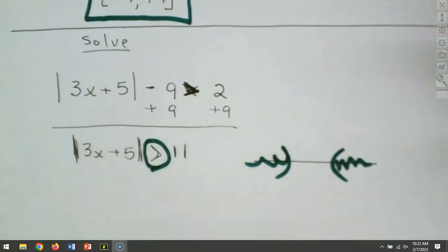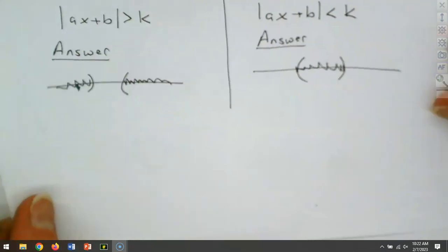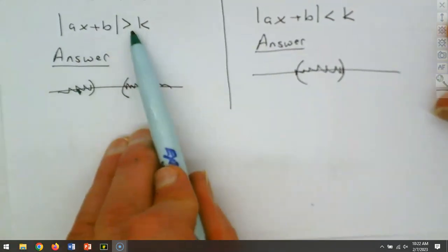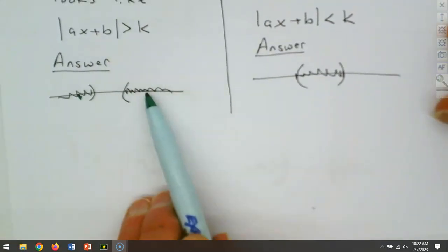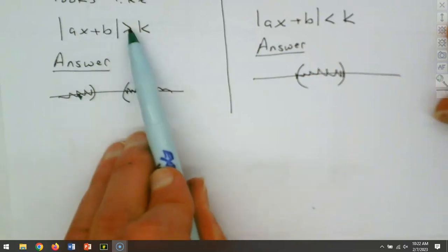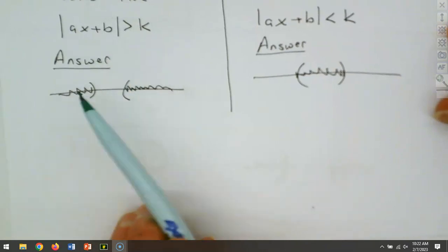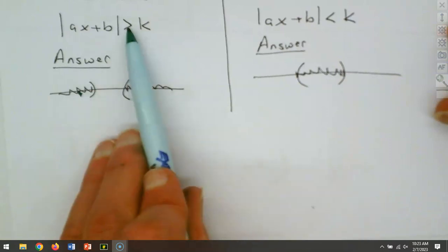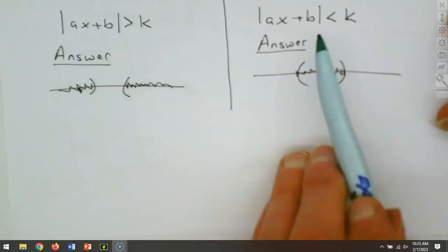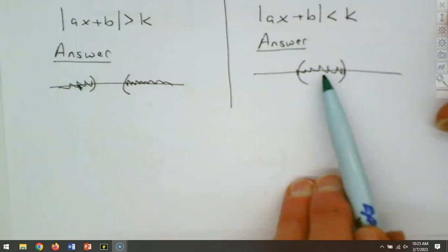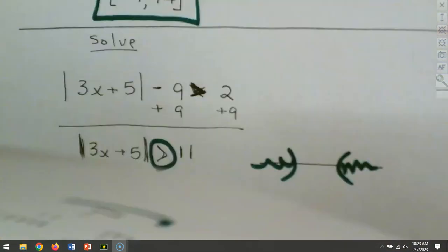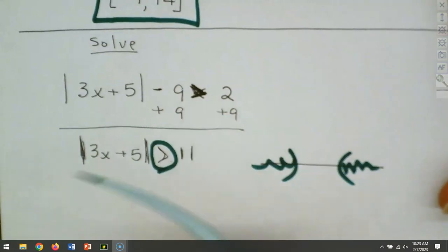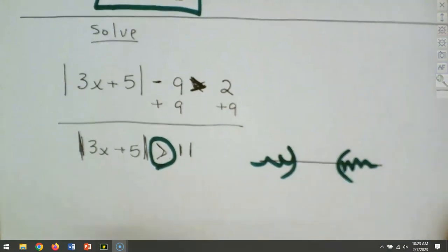Because if we go back and look, if it points to the right, which way do we shade? The way I remember, if it points to the right, you shade to the right and to the left. So I just remember, right gives me the right. If it points to the left, shade the middle. So just remember, left gives you the middle. So this one is pointing to the right, so I shade to the right and to the left.